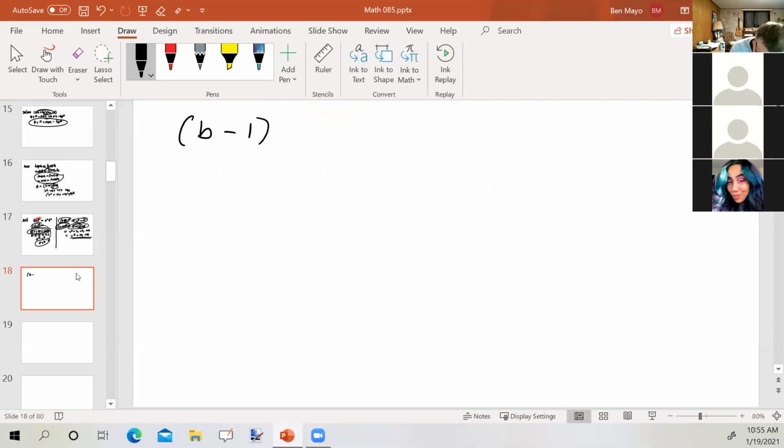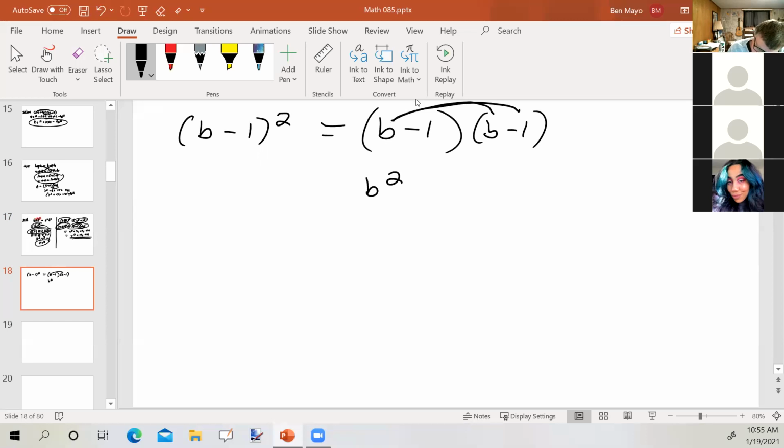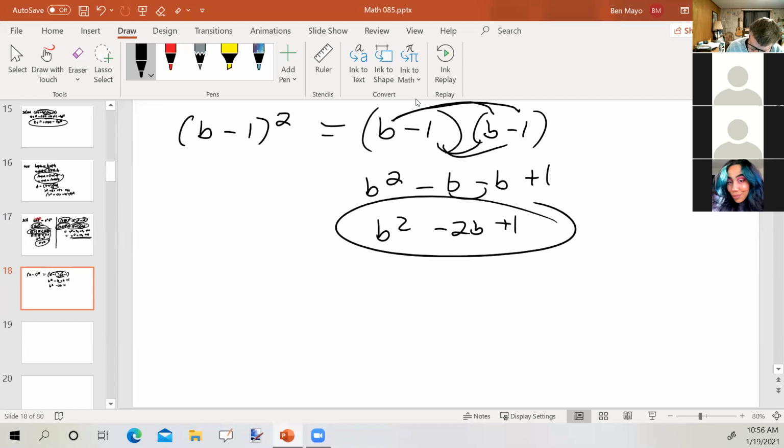Let's say I have the quantity b minus 1 squared. So that is b minus 1 the quantity, times b minus 1, the quantity. Then we're going to FOIL those together. B times b is b squared. B times minus 1 is minus 1b. Minus 1 times b is minus 1b. And minus 1 times minus 1 is plus 1. B squared minus 2b plus 1, final answer.